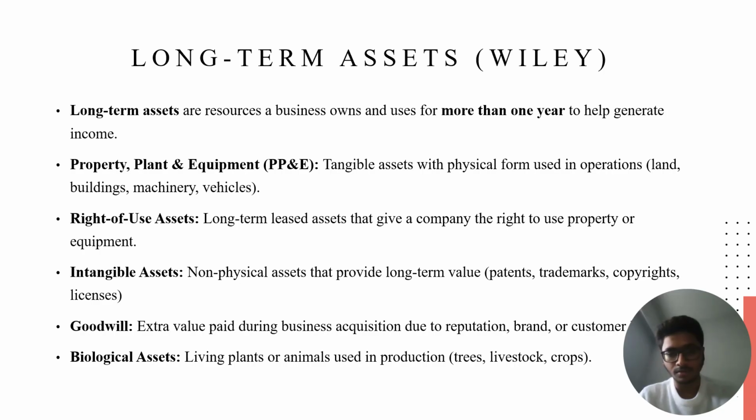Basically, goodwill is like brand recognition, or an extra value paid by a customer to buy something about the company. And the fifth one is biological assets, which are living things like plants or animals used in the production of the company's products. So it is a biological asset to the firm.